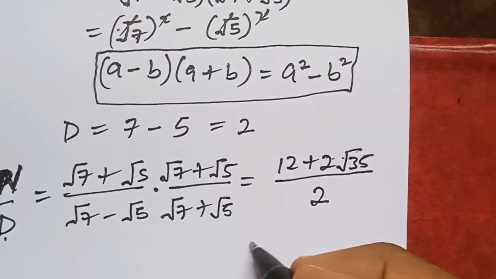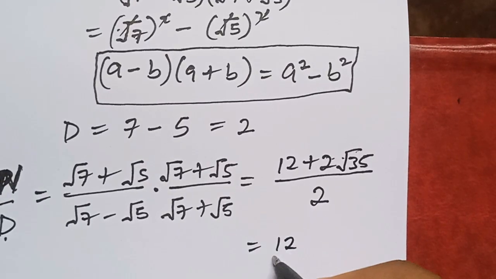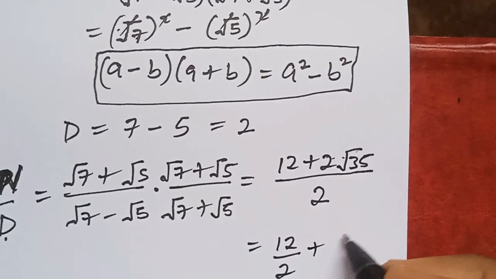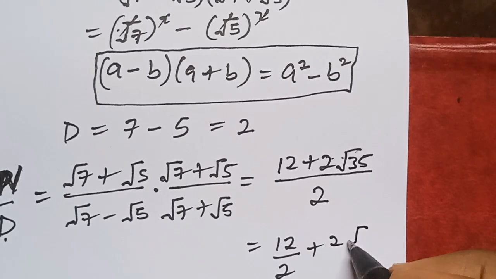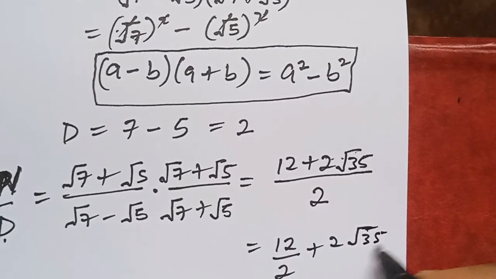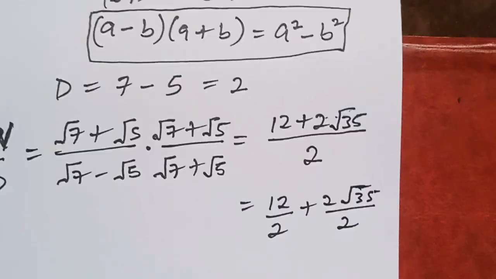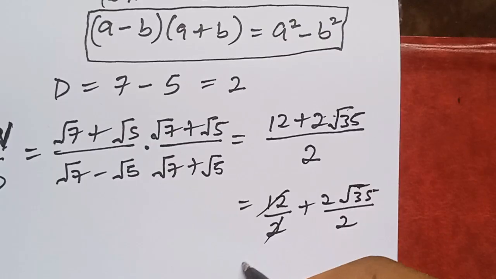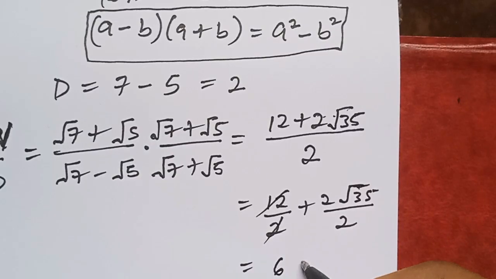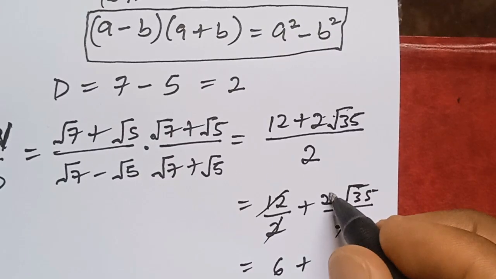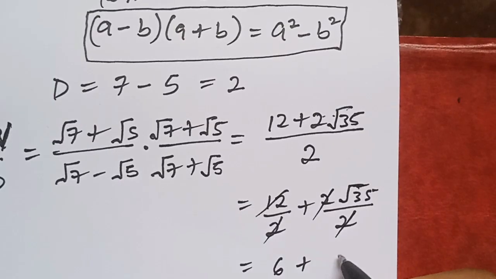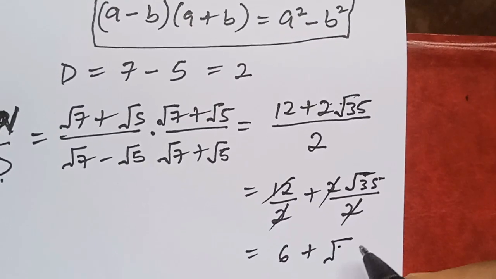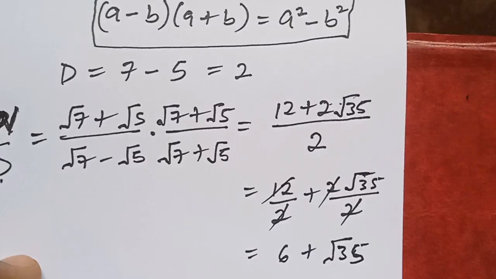So this can further be expressed as 12 over 2 plus 2 square root of 35 over 2. This 12 can be divided by this 2, and that will give us 6, plus this 2 can cancel this 2 as well, and we are left with square root of 35. That is for the first expression.